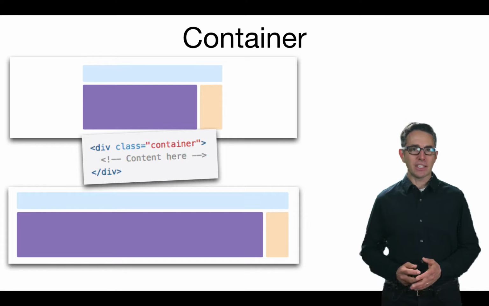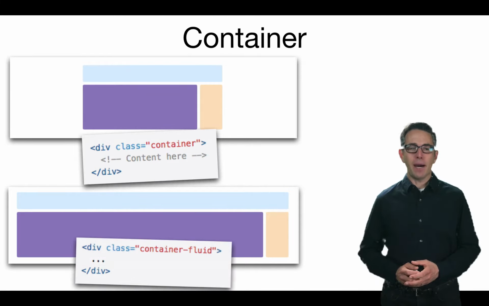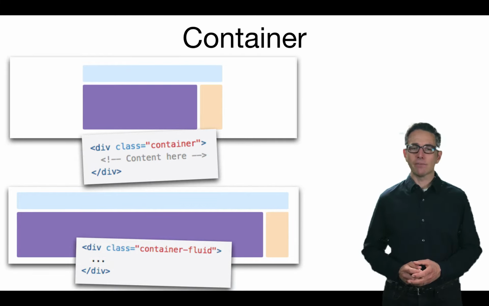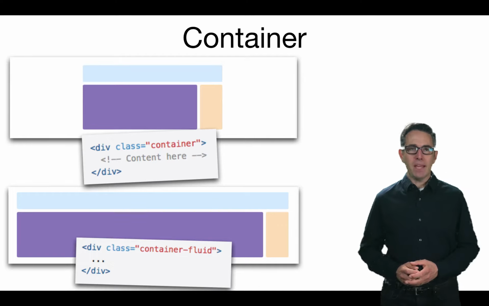The top one has just container applied to it. The bottom one has the class container-fluid applied to it. Any content that you want in your website is placed between those two div tags.